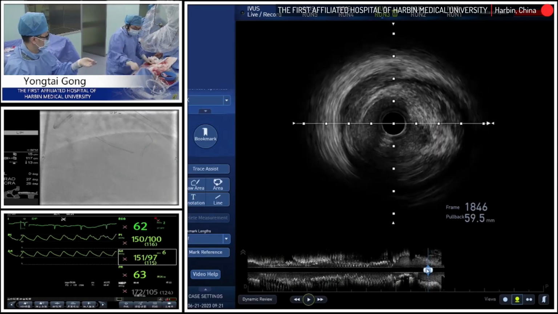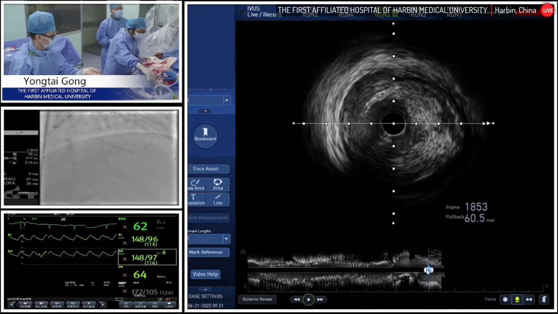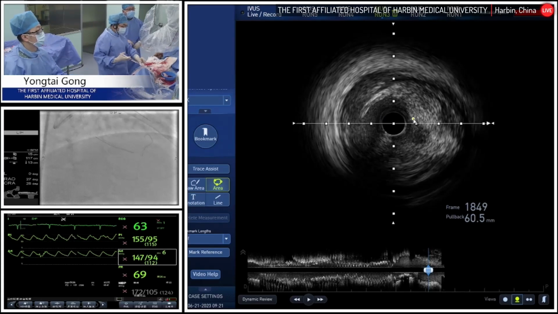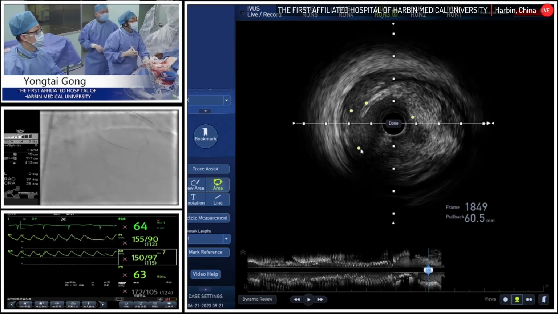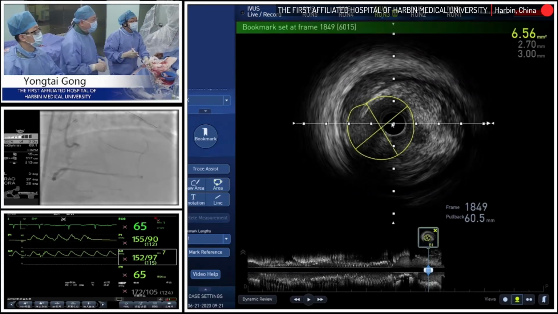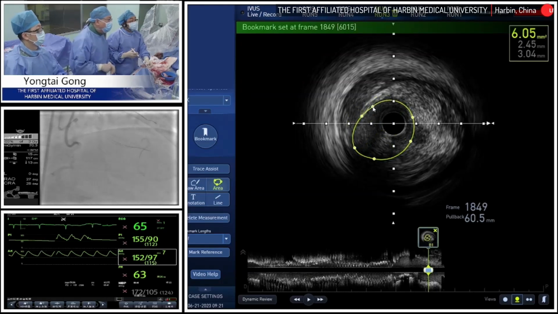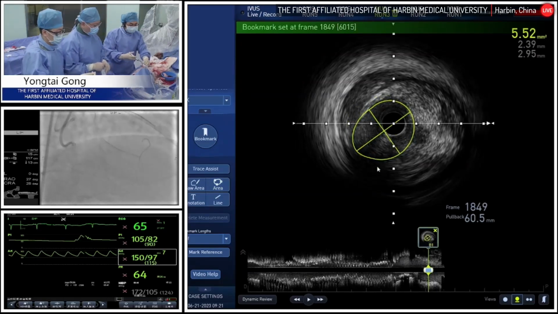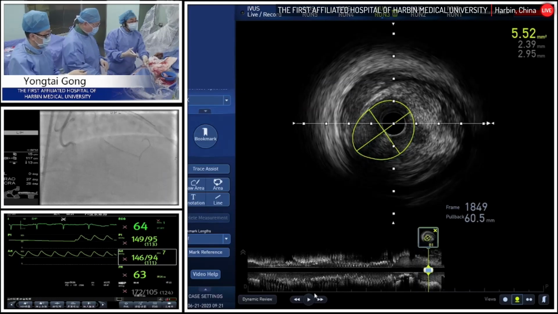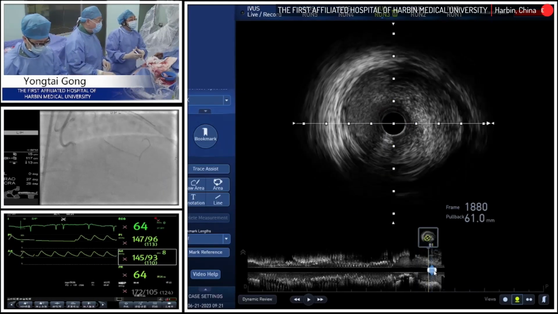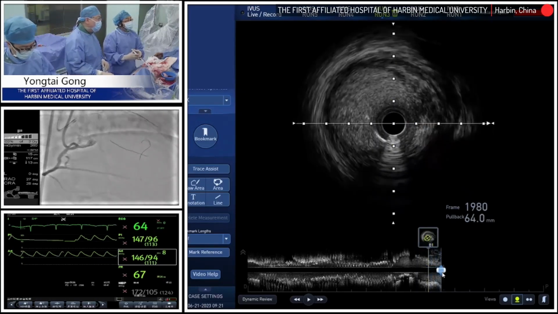We can see some mild intima dissection, but we don't worry too much about it because currently the residual lumen area is okay. It's over 5 millimeters square with some mild tissue dissection, but it's not a big issue.